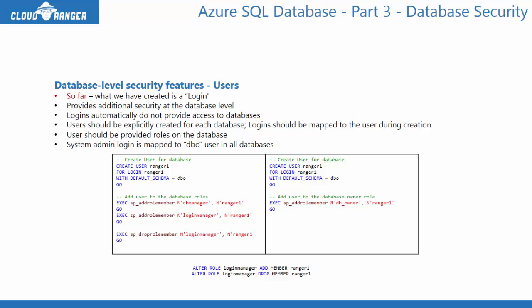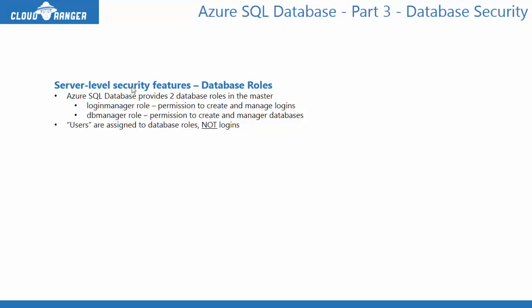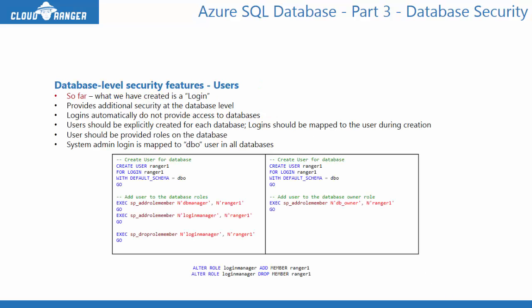So far, if we scroll back, we have been talking about server level security features, but now we are moving on to database level security features. And the first thing we want to talk about is users. Like I mentioned over my slide, so far what we have created is a login. That Ranger 1 was a login. It was not a user.